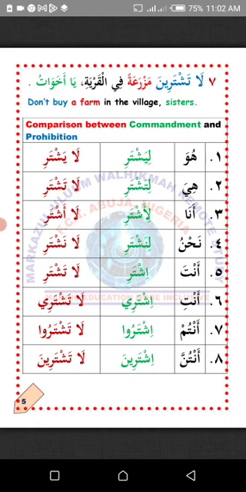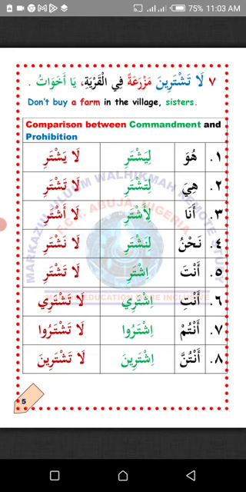يا أخوات, sisters. Remember that fi is an agent of kasra, so it must give kasra to the last letter of any word in Arabic appearing after it, as we have it in fil qaryati. T, not ta and not tu, rather T. Fil qaryati, in the village. لعلك فهمت? I hope you understand. Masha Allah.